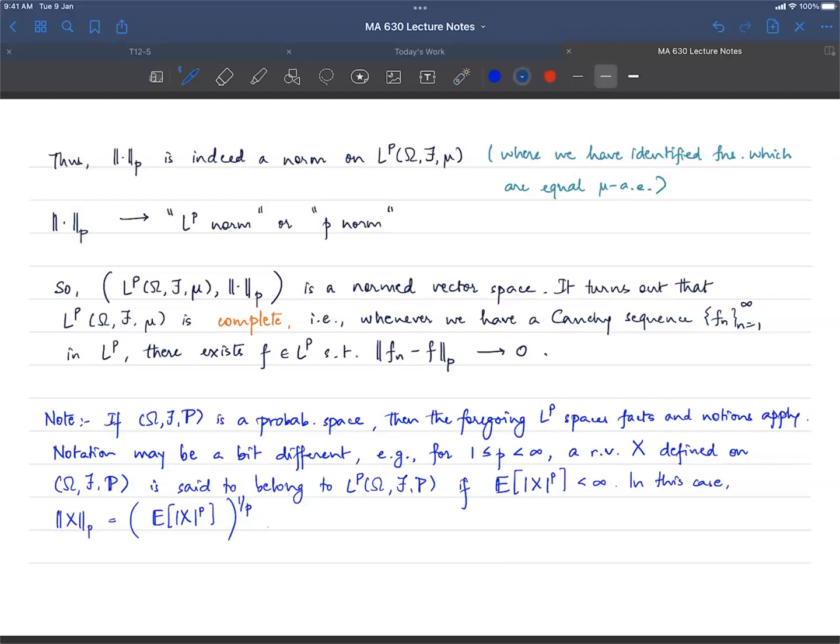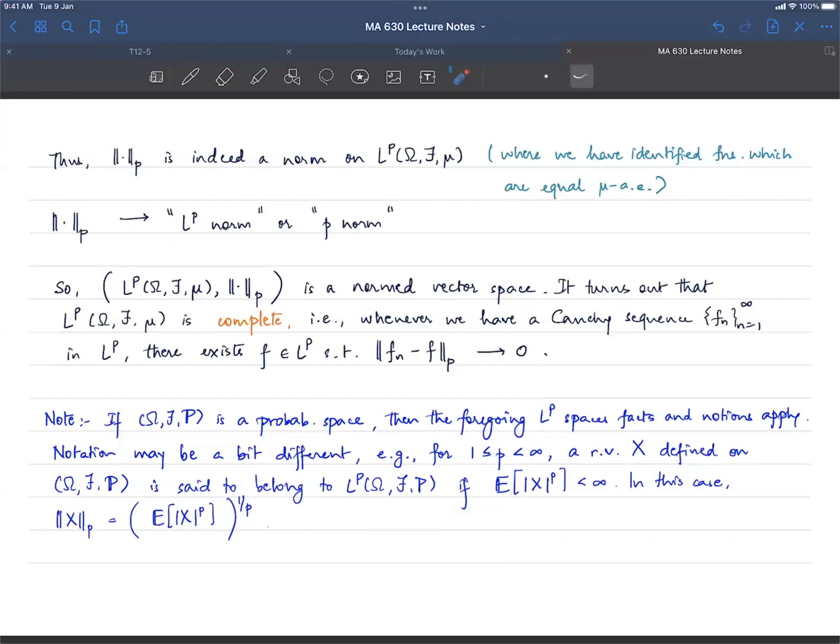Remember when you study functional analysis, you have a vector space V. If you have this symbol, which is a norm, then you say that this pair is a normed vector space. So here what we're saying is L^P of omega, F, mu together with this symbol is a normed vector space. All right, now the next question you can ask is, is this normed vector space complete? Namely, does every Cauchy sequence converge?